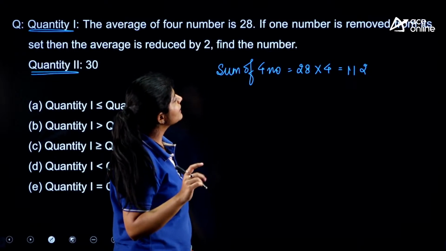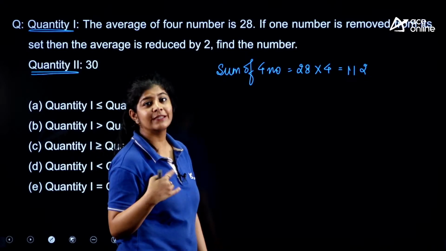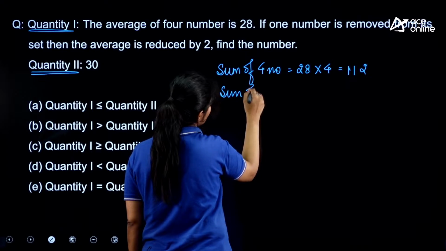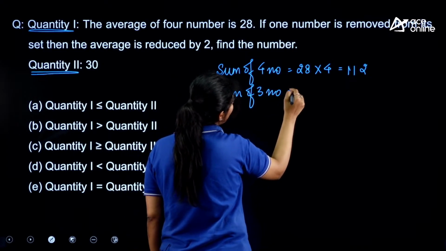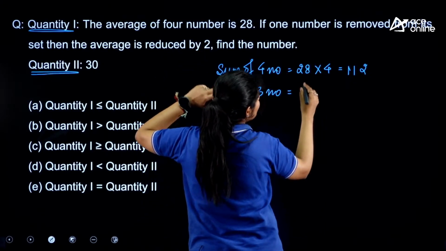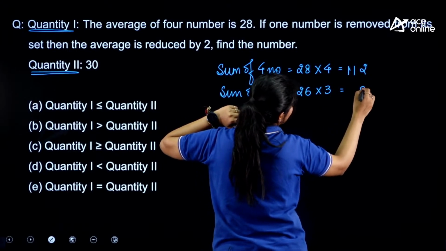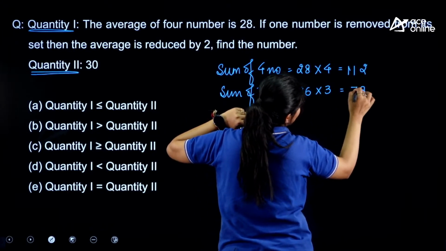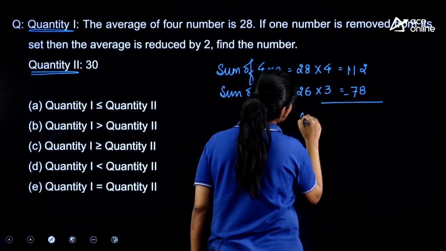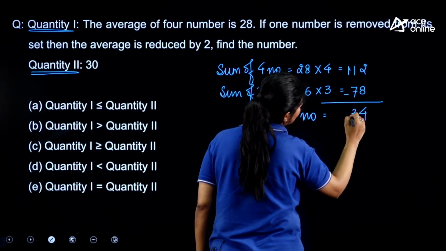Now if one number is removed from the set, then the average is reduced by 2, find the number. So now one number is removed, now the sum of 3 numbers. According to this, after removing, the average is reduced by 2. So initially the average is 28, now it is 26 into 3. So what we are getting is 18 and 1 carry forward, 78. We need to find out the number. So if we find out the difference, we will get the number. So the number is nothing but 4 and here 10, 34.